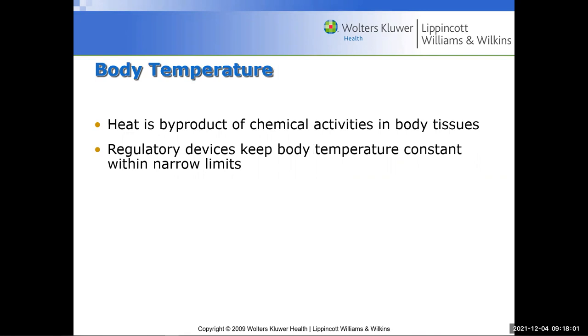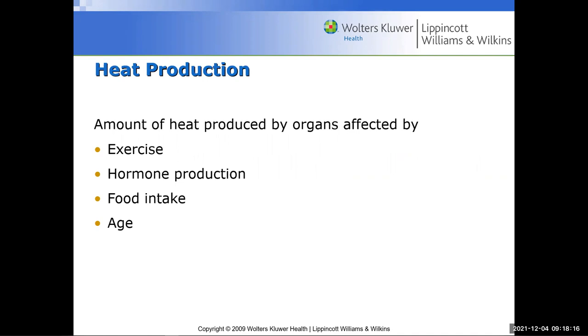Body temperature: heat is a byproduct of chemical activities in body tissue, and regulatory devices keep body temperature constant within narrow limits. Heat production results from exercise, which is one of the things you would recognize, your body temperature goes up, food intake, and age. One of the things also to take note of as it relates to age, what are hot flashes?